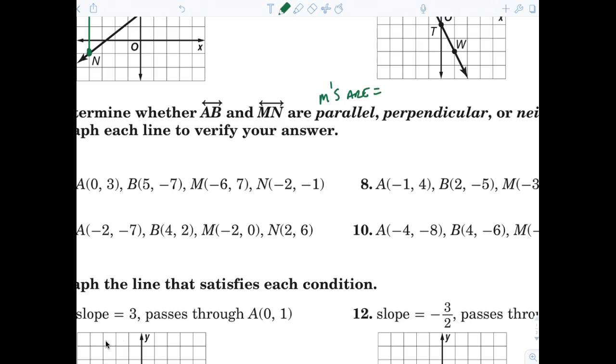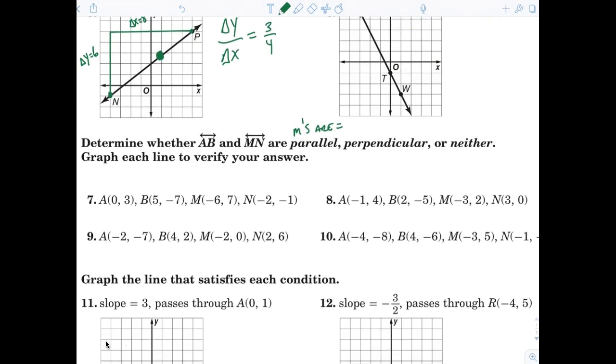Now, does anybody remember about perpendicular? It's like reverse is negative. Right, we say it's the negative reciprocal. All right? So, the slopes are negative reciprocals. Anything else, it's neither. Anything else, it's neither.